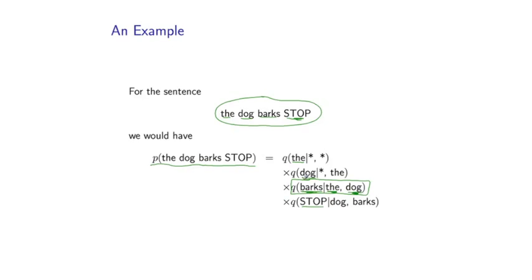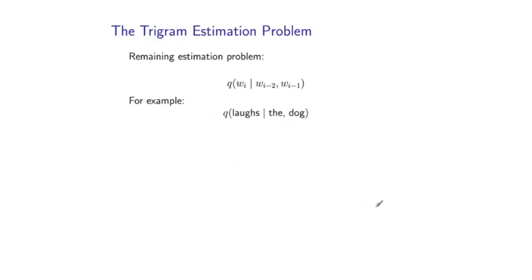This estimation problem we'll come to a little later in this lecture. But to summarize, for any sentence, its probability is a product of terms. We have one of these Q parameters for each trigram in a sentence, where we condition each word on the previous two words. So this leaves us with a remaining estimation problem, which is that we want to estimate these Q parameters in the model.